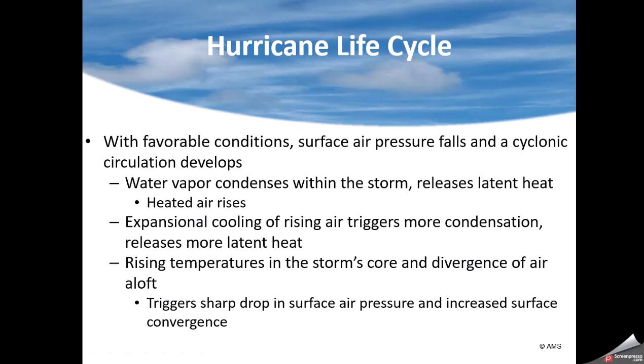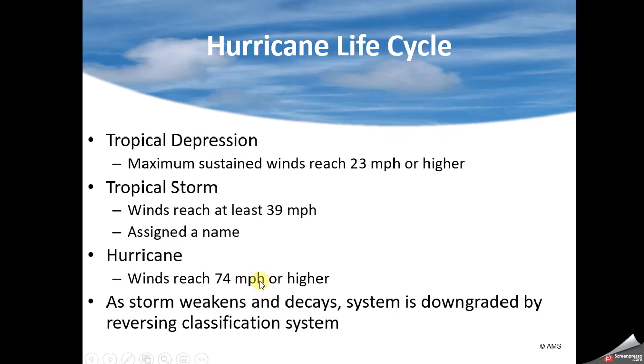One of the things you need for a hurricane is you need a lot of water vapor to condense, which releases latent heat. The heat makes the air rise. A lot of cooling aloft as that condensation takes place, then rising temperatures in the storm's core and divergence of air aloft.